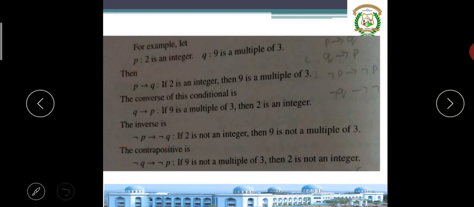Then negation of Q implies negation of P: how do you write it? Q is 9 is a multiple of 3, and negation of Q is 9 is not a multiple of 3. Negation of P is 2 is not an integer. In this way, you can write statements very easily.